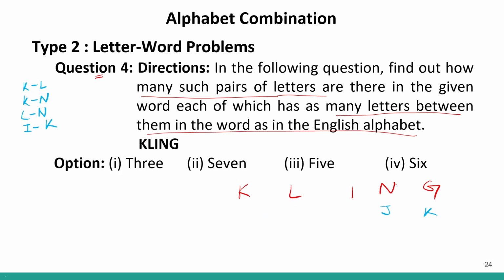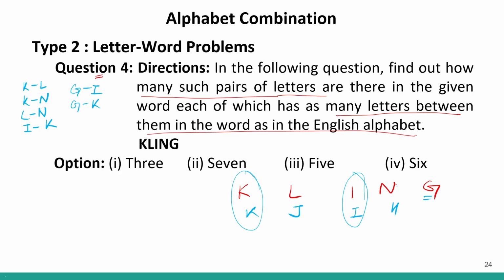Now let us check with N. What are the next letters after N? We have O, P, Q. Is there anything common? No. So we will check with G. After G, we have H, I, J, K. Now I can see this and this being common. So I can make two pairs, G, I and G, K.